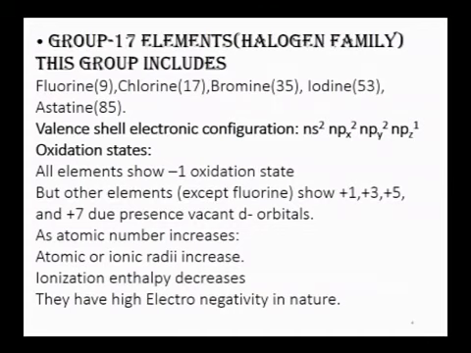As the atomic number increases down the group, atomic or ionic radii increases. Ionization enthalpy, that is removing one electron from isolated gaseous atom, also decreases. They have high electronegativity in nature. Because they are nearest to inert gas configuration, they easily attract the electron, hence high electronegativity in nature.